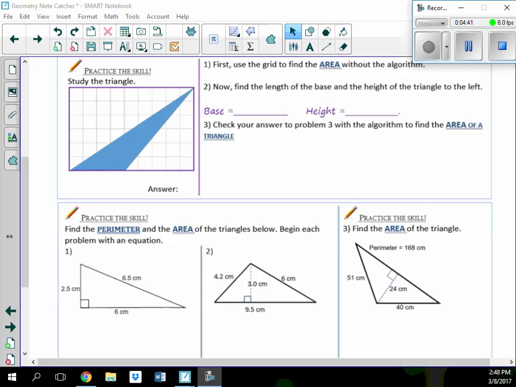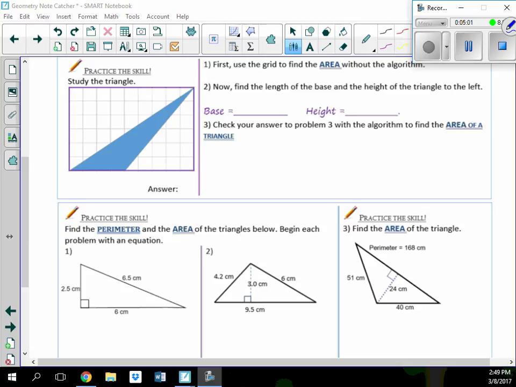I want to show you guys a strategy. I saw a lot of you trying to break this up different ways in order to find the area. I want to show you guys another cool way to do this. And if you can do this, this is going to be really helpful when you're in 8th grade. We do something very similar to this.